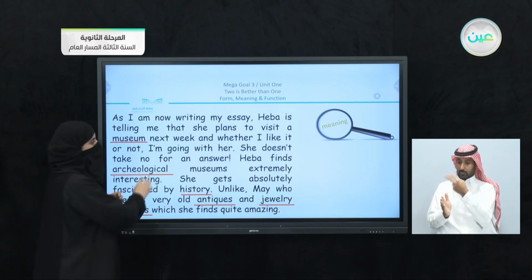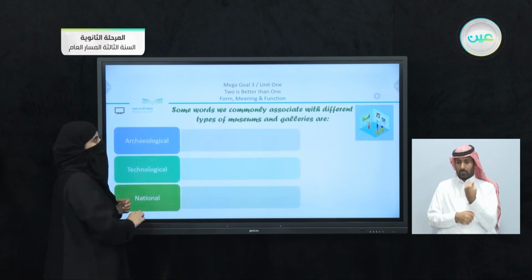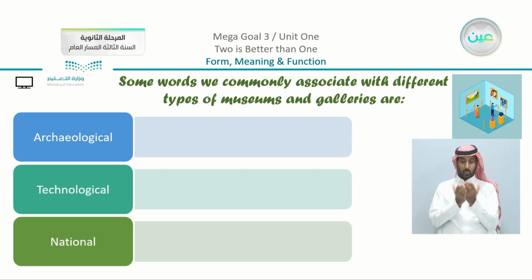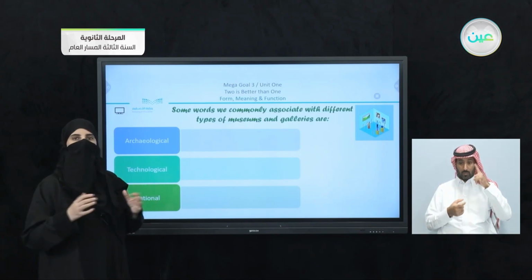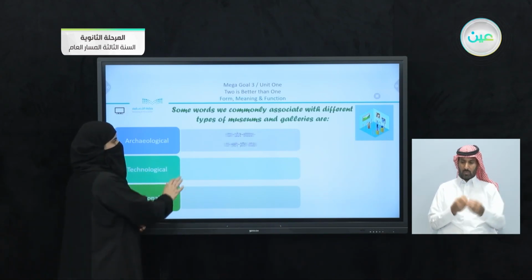Now we're going to talk about this a little bit more in our lesson. You can see in your book that we have here 3 parts in a table. We have here archaeological, we have technological, and national. So going back to the title here, some words we commonly associate with different types of museums and galleries are, we have here 3 parts. Now the 3 parts, archaeological, there are some words that are connected to the idea about archaeology. So what are the words that we have here?